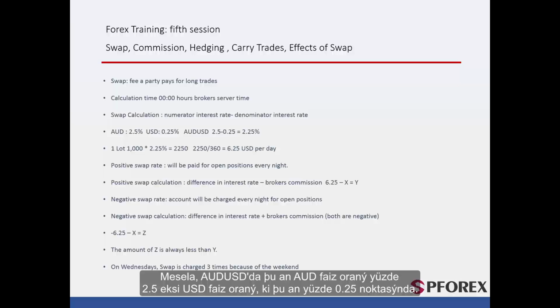For example, in Australian against US dollars, the Australian dollar interest rate at this moment is 2.5%, minus the United States dollar interest rate, which at this point is 0.25%. Based on this formula, the difference in interest rates between Australian dollars and US dollars is 2.5 minus 0.25%, which is equal to 2.25%.